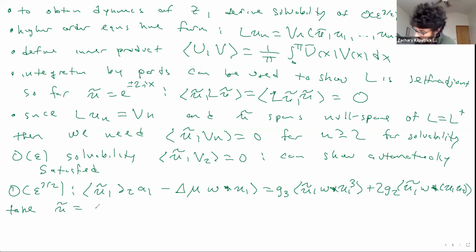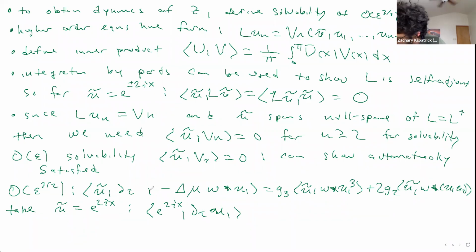Okay. Now, if we take U tilde equal e to the 2ix, then we have that e to the 2ix convolved with dt U1. Sorry, I'm writing these A's and the U's should be the same in this case.